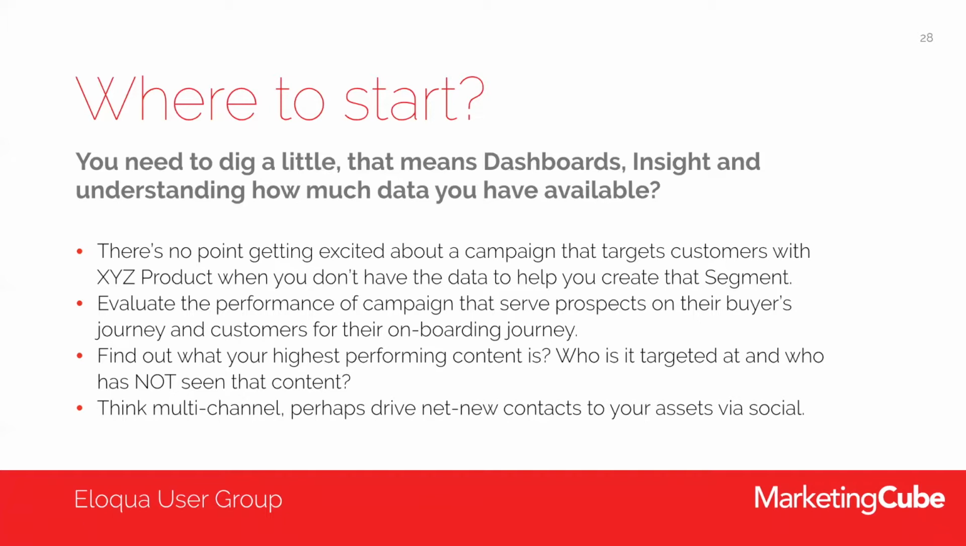So look at what your highest performing content is, who it is targeted at, and who has not seen that content, because you could do a little bit of recycling. And also think multi-channel. Think about driving net new contacts to your assets via social, for example. We have a webinar we're running on the 4th of July, which has kind of hit critical mass. I think we're almost at 73 registrants. It's quite interesting to look at the response to that particular webinar and how people are coming along.